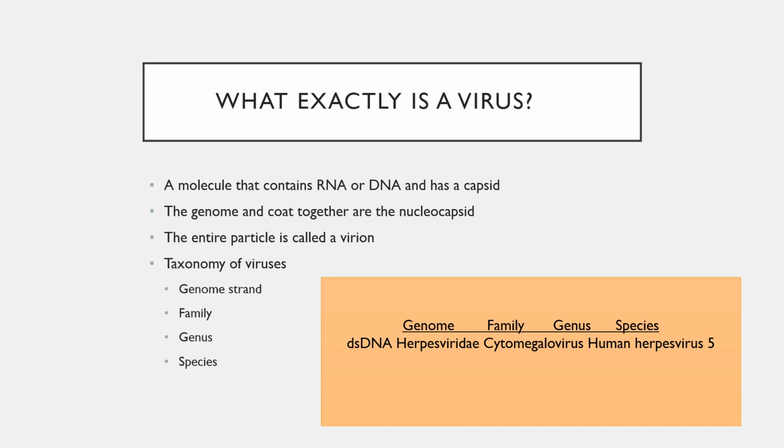The taxonomy of viruses is classified by genome strand, family, genus, and species. For example, the genome would be double-stranded DNA, the family would be Herpesviridae, the genus would be cytomegalovirus, and the species might be human herpesvirus 5. They cannot reproduce independently, so a bacteriophage will inject its DNA into a cell and use the cell's metabolic processes to replicate.